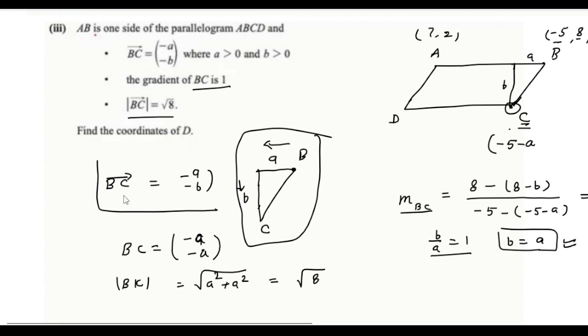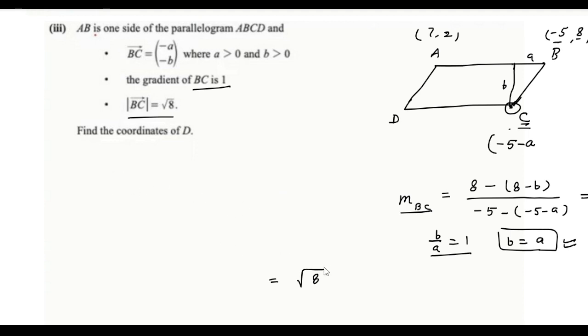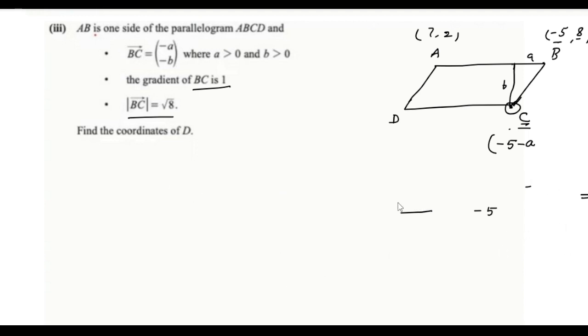Okay, I erase all these things, I erase everything. Fine. Now, ABCD is a parallelogram. So I draw a parallelogram ABCD. I mark A and B.